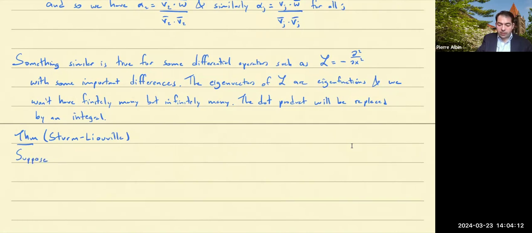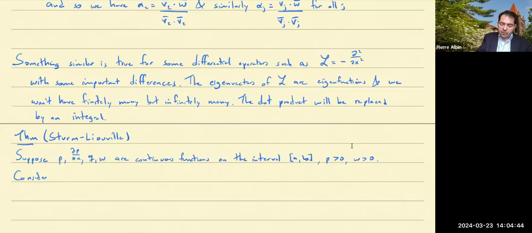Suppose that we have some functions, and we want p and its first derivative, also q and w, to be continuous functions on the interval AB, and I want p to be a positive function, w to be a positive function. Then we want to consider the weighted eigenvalue problem.